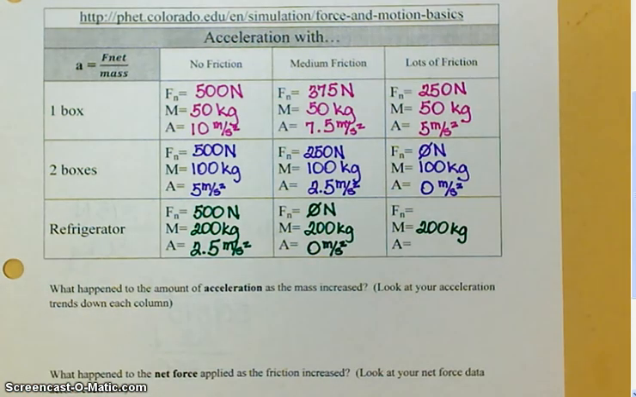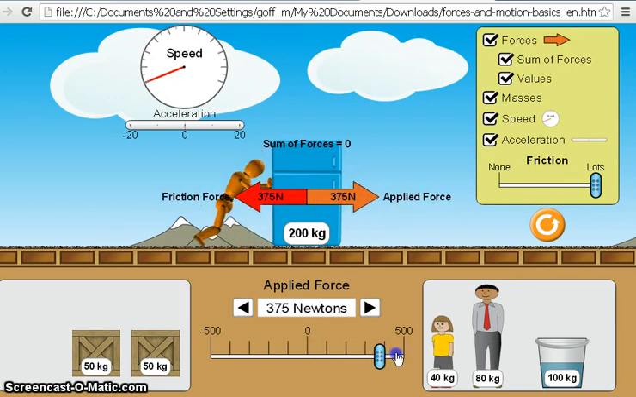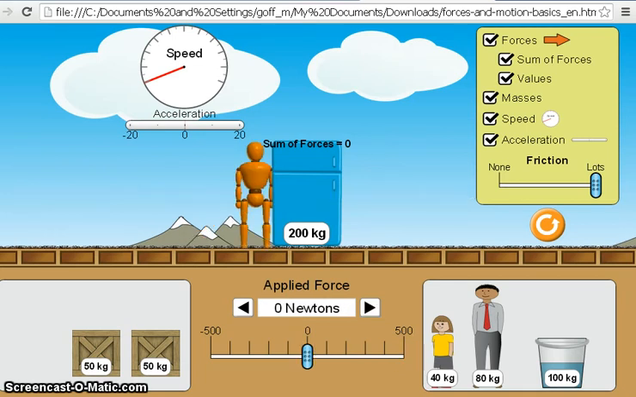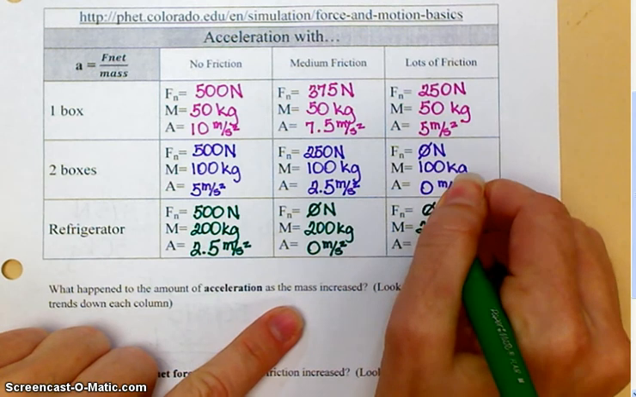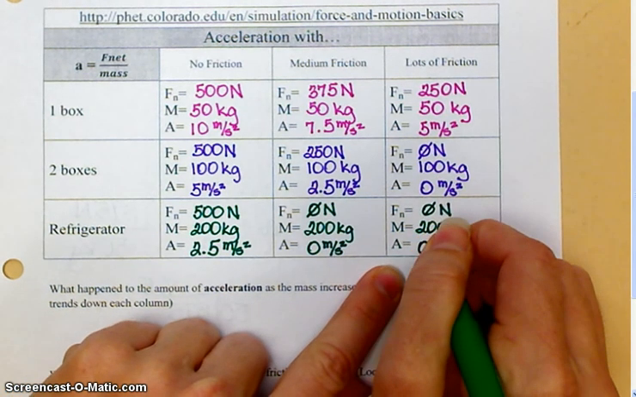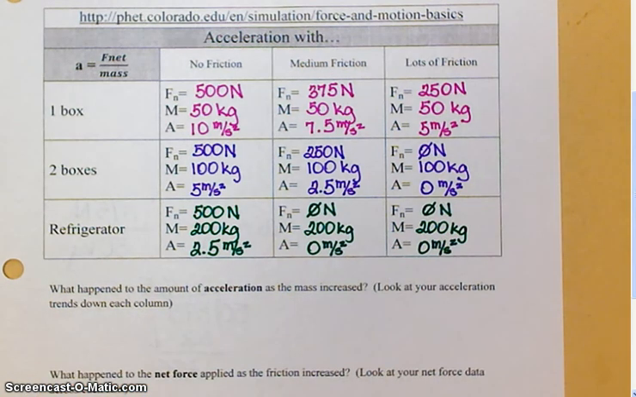And y'all can probably already figure out that if it's set to medium friction and it's not going to move, well, when I set it to lots of friction, it's probably not going to move either. So let's look. And crank it all the way up to 500, and we have so much friction and such a heavy load that we're not going to move it at all. Okay, so again, our applied force is 500, but the net force is 0 because of the tremendous amount of friction that we've got. Okay, acceleration is going to be 0 meters per second squared.